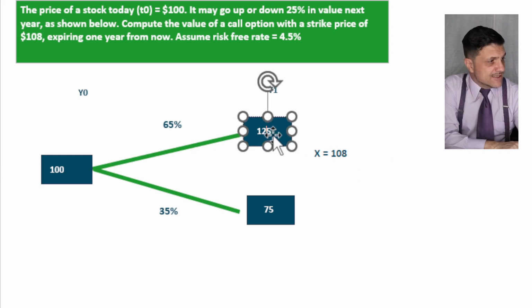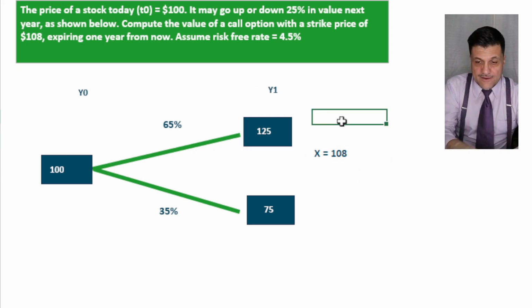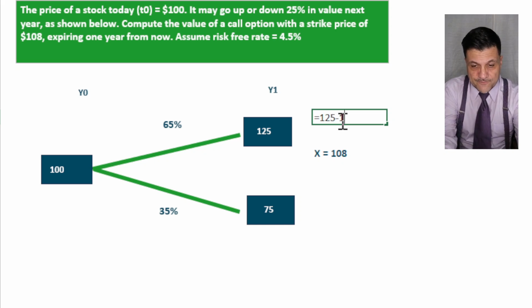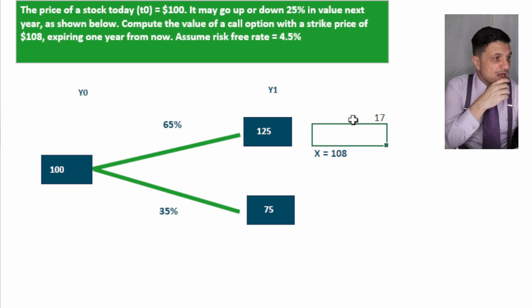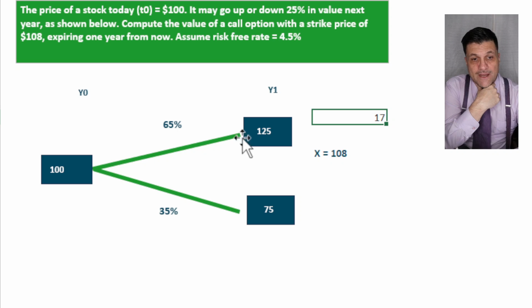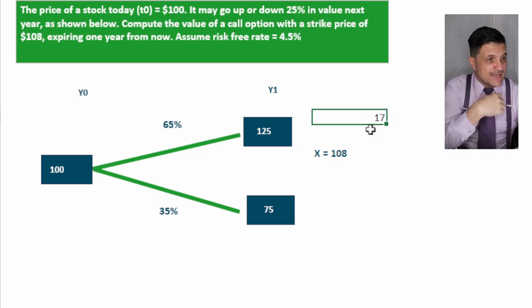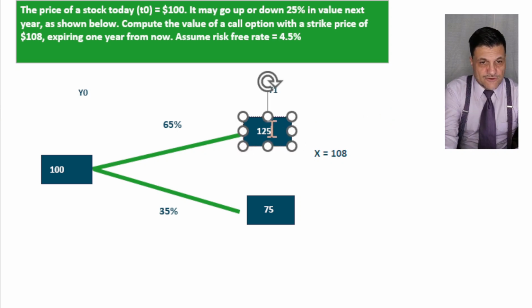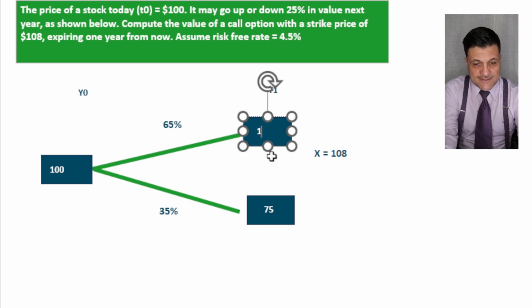Great. So you can clearly see in the first case that you have 125. If you buy the stock for 108 and sell for 125, you made $17. So look what I'm going to do now. I'm going to replace that and put 17 there.